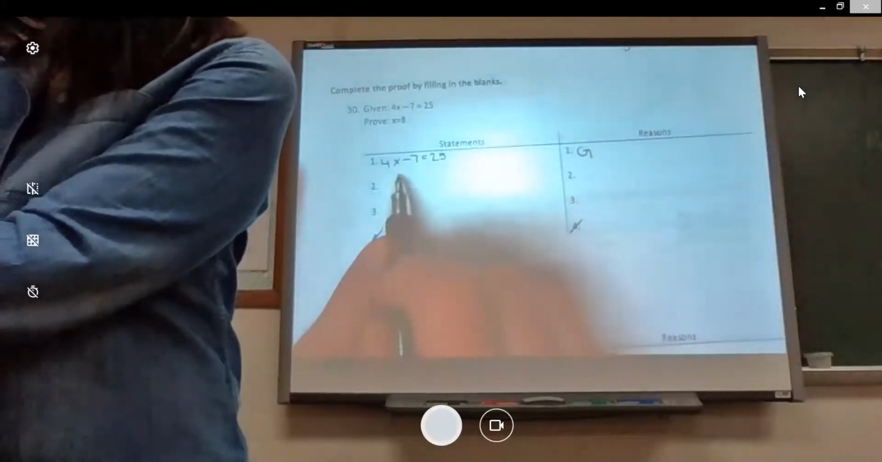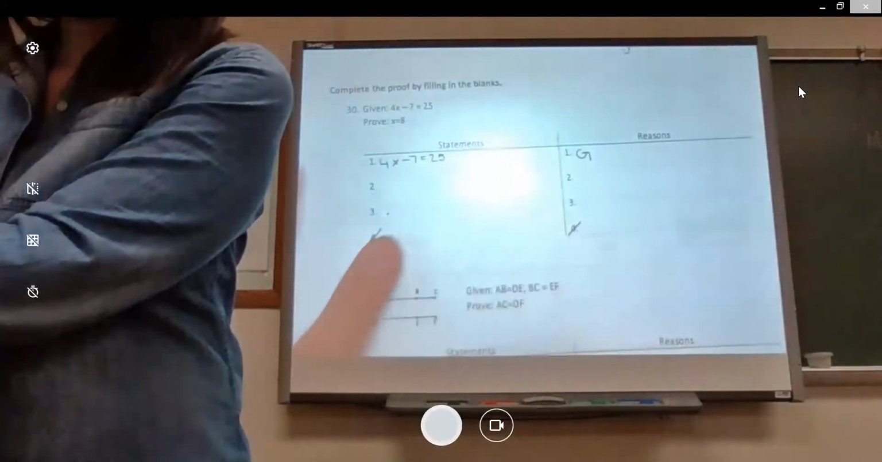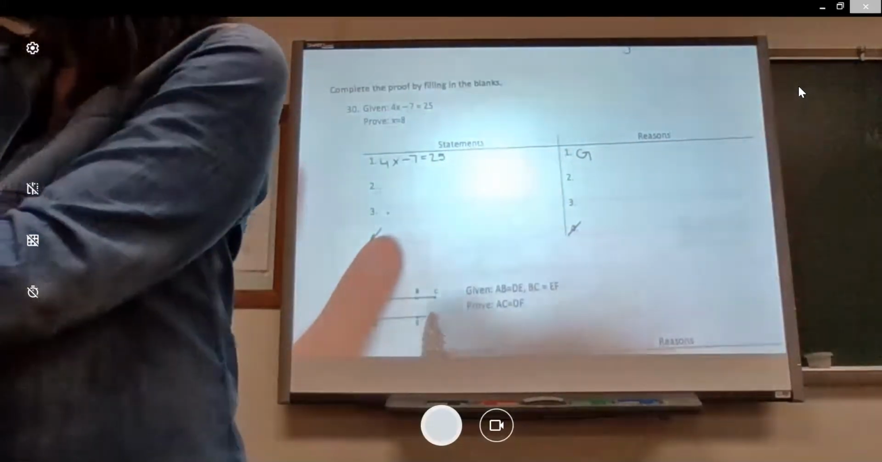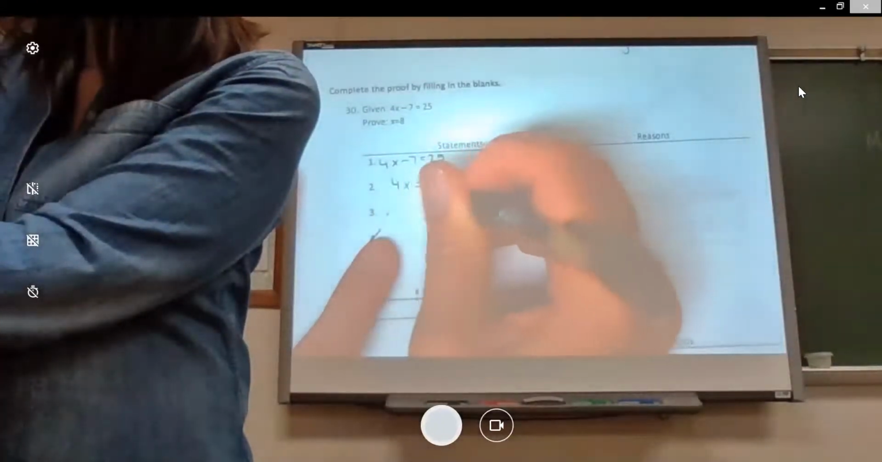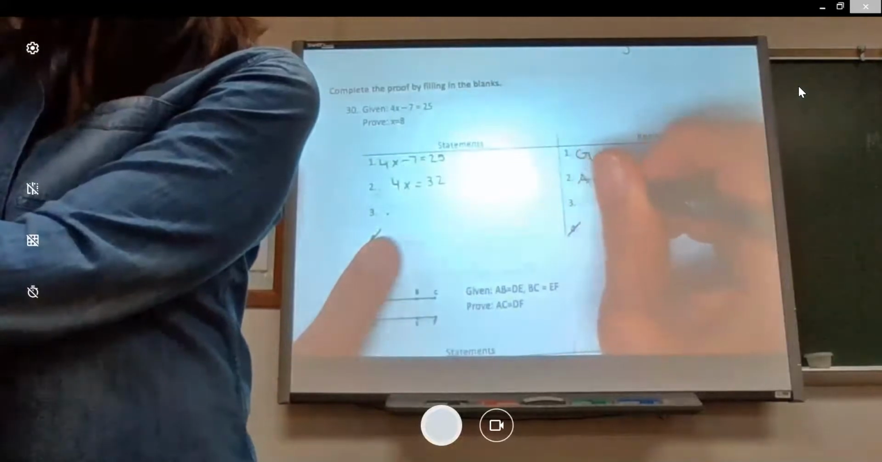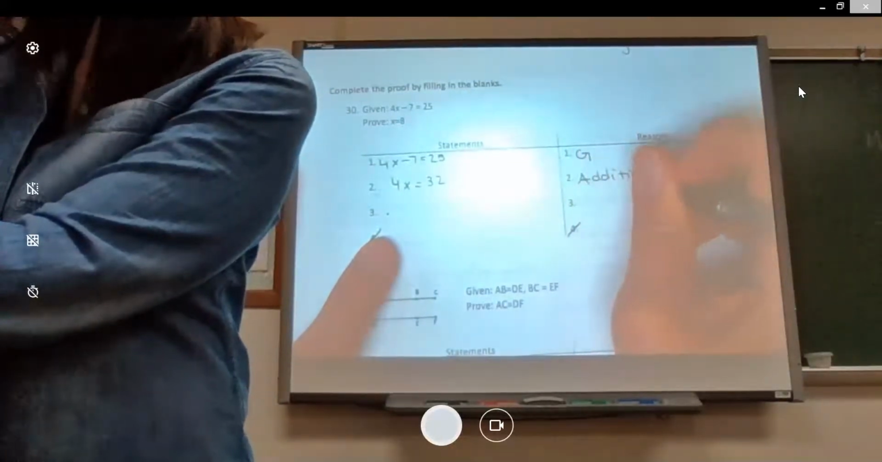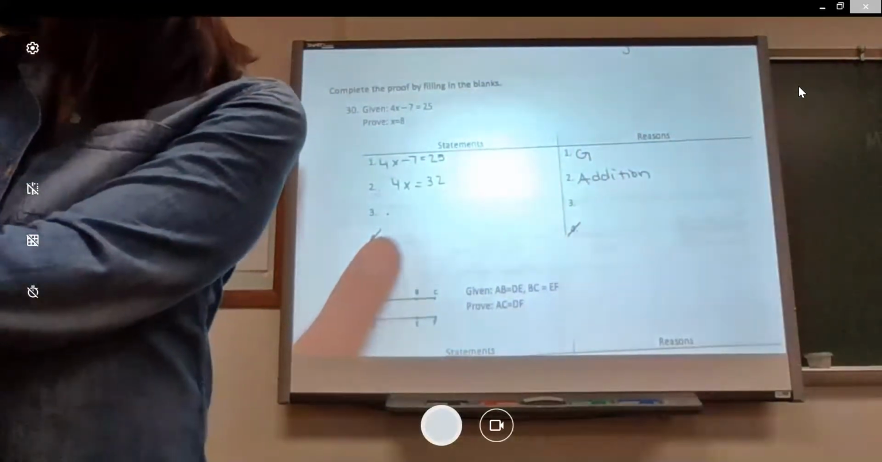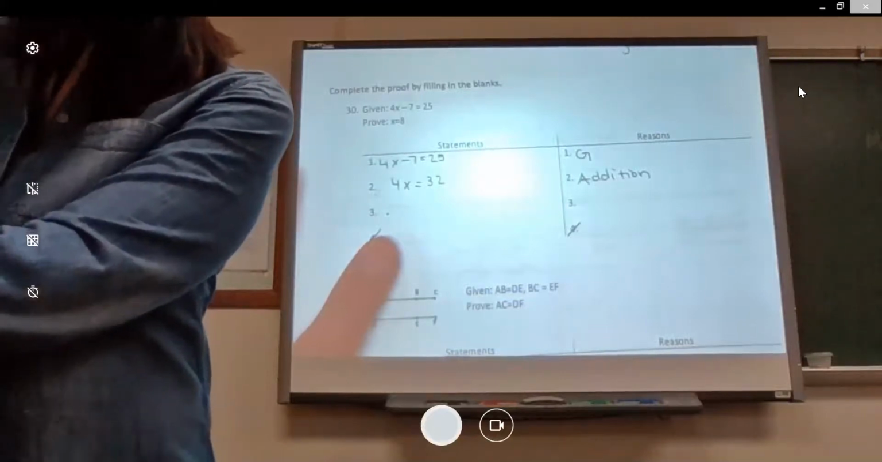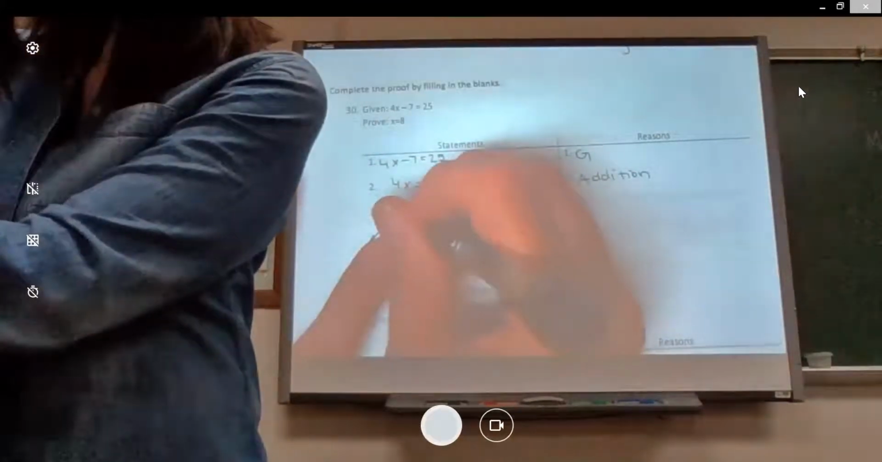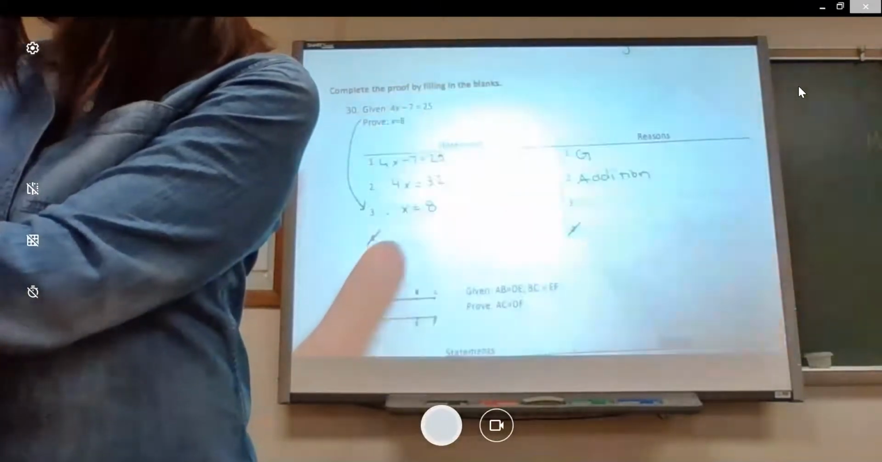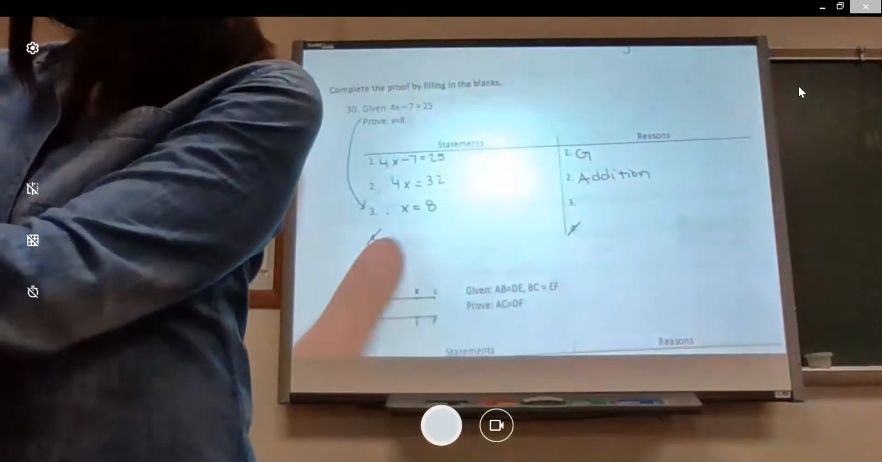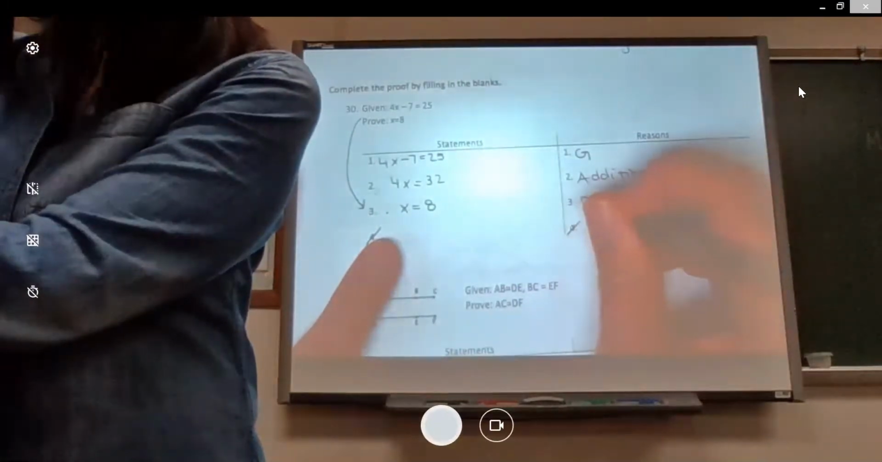From here, what would I do? What's my next statement? You add 7. I would add 7, and that would tell me that 4x equals 32. All I did there was addition. And if 4x equals 32, my next statement would be that x equals 8. There's my proof. And the reason I can say x equals 8 is because of division.